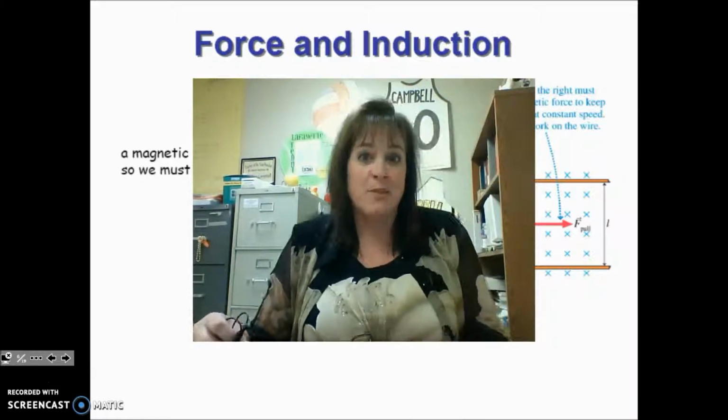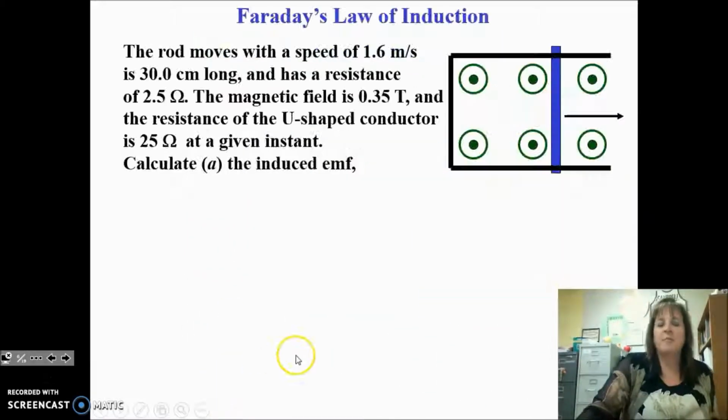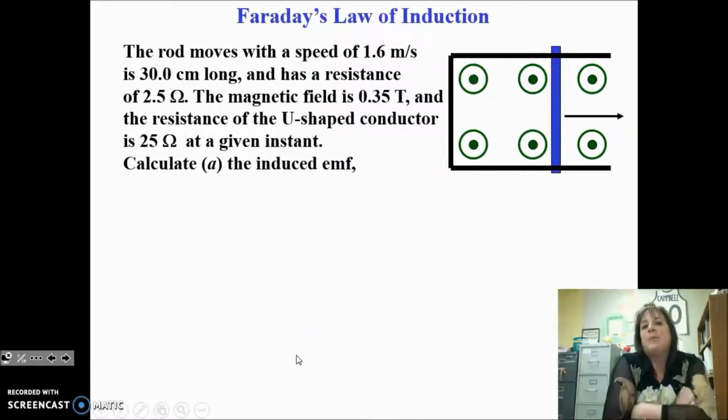So if I want to keep this moving, I better keep pulling. All right, let's take a look at a couple calculations.